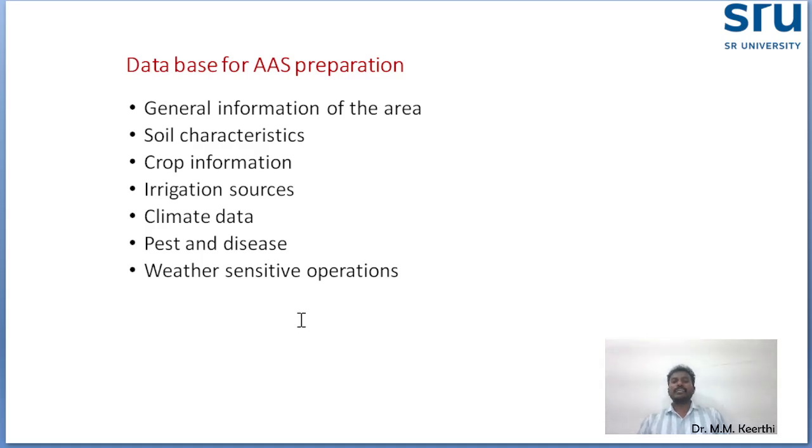Okay, here in the database, what data are needed to prepare an agro advisory service bulletin? The first thing is general information of the area. For example, if there is one village and one district, they need to know all the general information about that district.